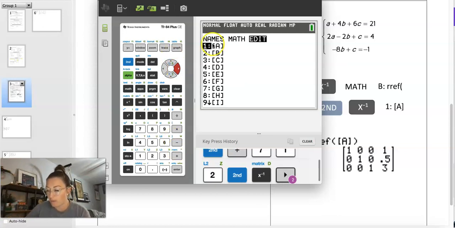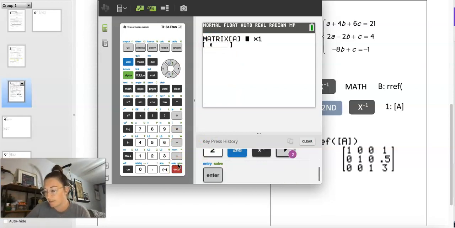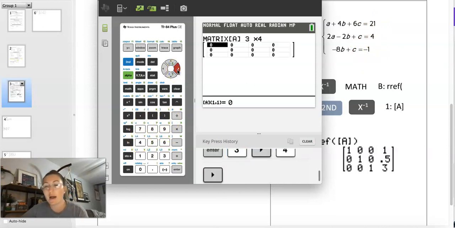We need to edit the matrix so it knows what the values are. So go ahead, we'll edit A, press enter. Okay, we have to tell the calculator what size my matrix is. Again, it goes rows, then columns. So this has 1, 2, 3 rows and 1, 2, 3, 4 columns. So this is a 3 by 4. So you're going to put 3 by 4, and it will automatically give you that 3 by 4.